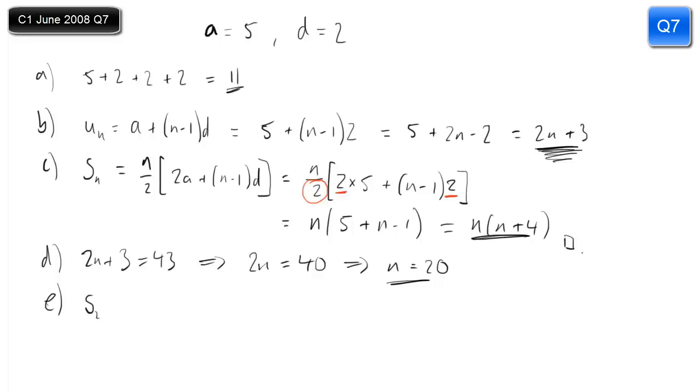So we want S20. We know that Sn is n brackets n plus 4. We work that out here. So S20 is 20 times 20 plus 4, which is 20 times 24, which is 480 kilometers.